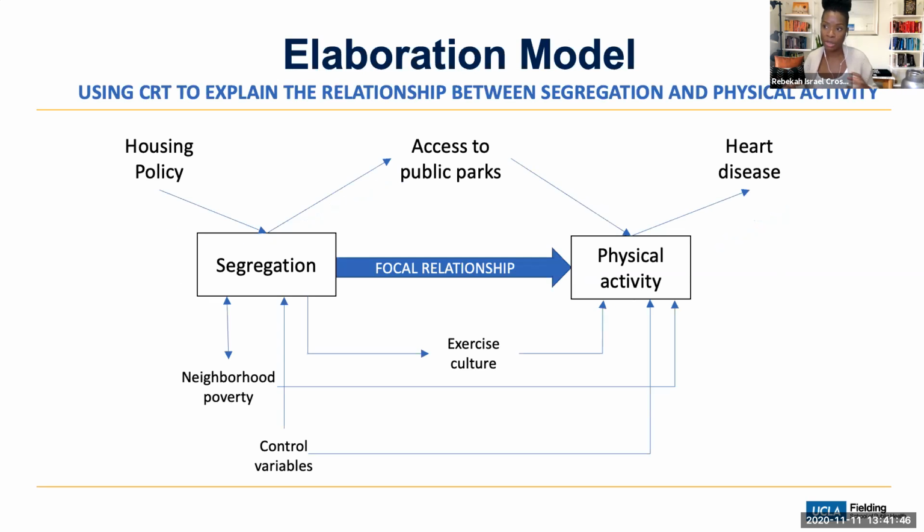So this is the entire model of using critical race theory to explain the relationship between segregation and physical activity. Again, like I mentioned before, we start with the exclusionary strategy to think through potential rival independent variables and potential rival intervening variables. We think through some of our controls that impact both the independent and the dependent variables. And then lastly, we think about how to elaborate on the relationship between segregation and physical activity.